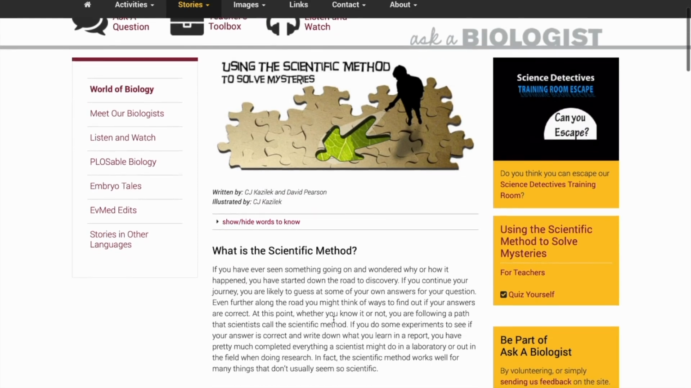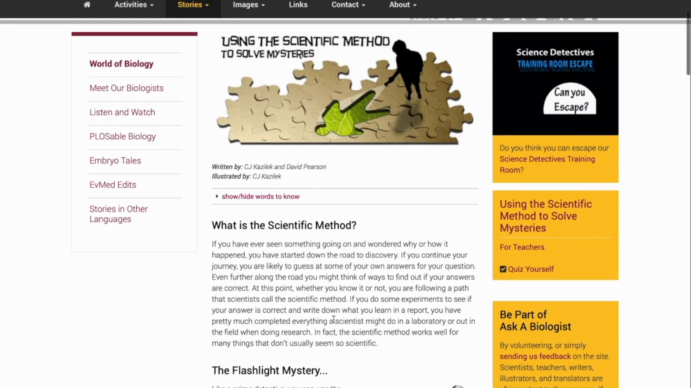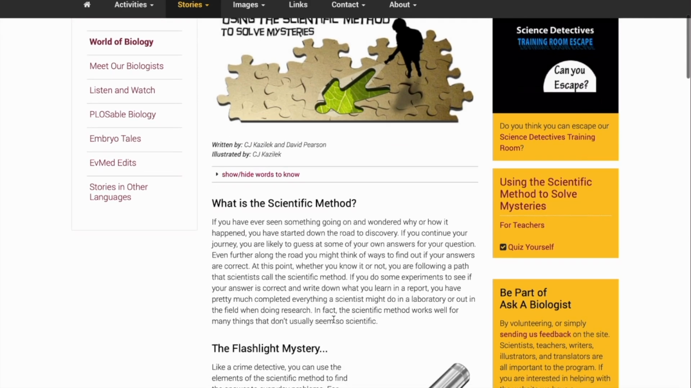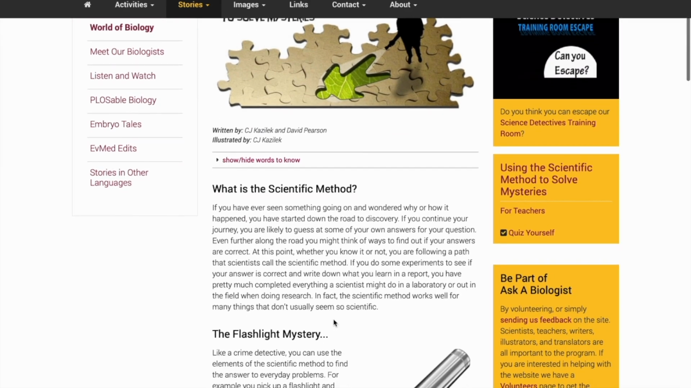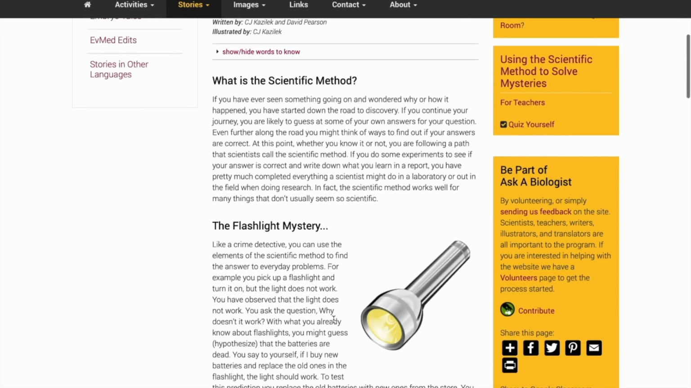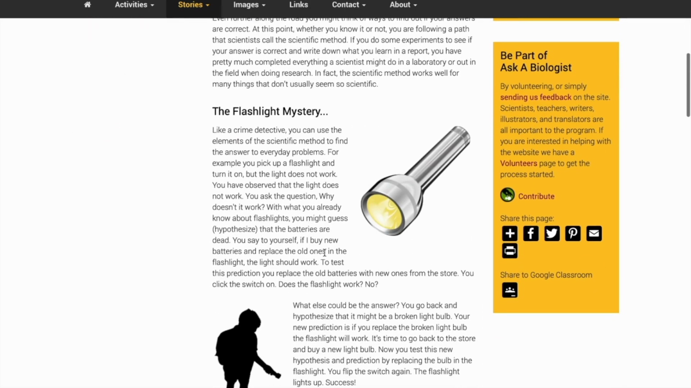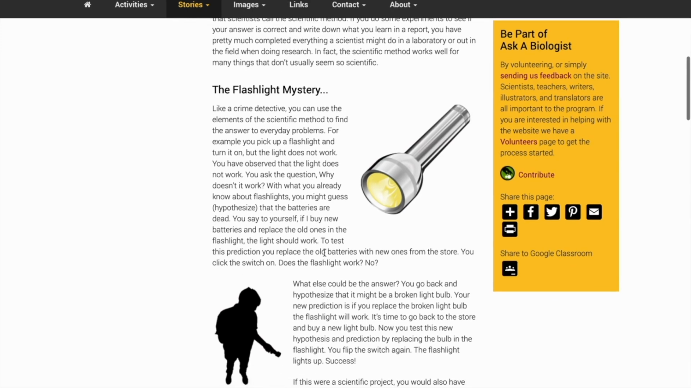In short, the scientific method is an investigative strategy that scientists or anyone can use when they want to solve a problem. So I may observe that, as they describe here with a flashlight mystery, my flashlight is not working. So now I may ask myself, well, why isn't it working? And then I could make an educated guess. Perhaps the batteries aren't working, or maybe the bulb is blown. And I would say, well, if I change the batteries, I make a prediction that the flashlight may possibly work. So then I run the experiment, observe my data, make a conclusion, and share that information.